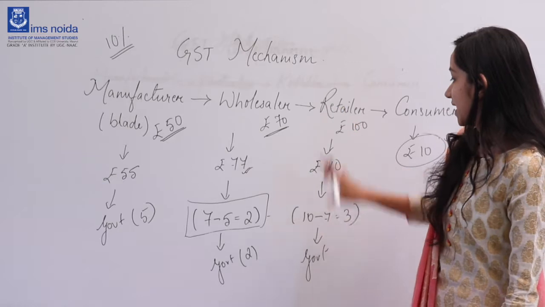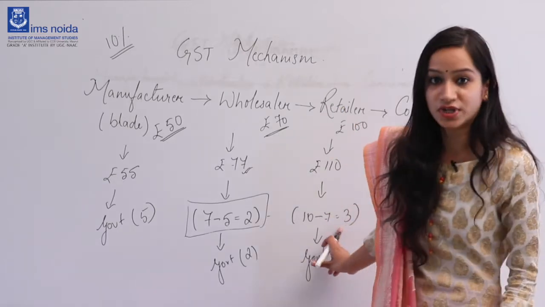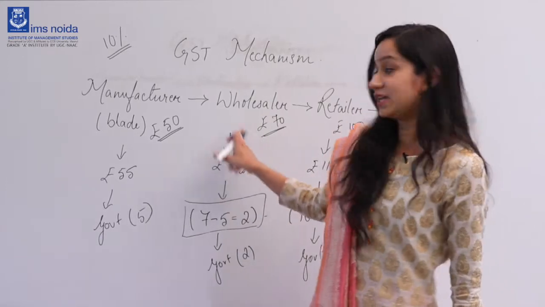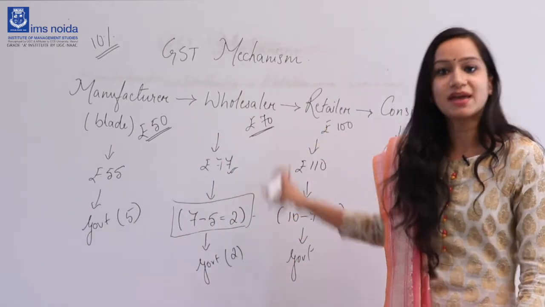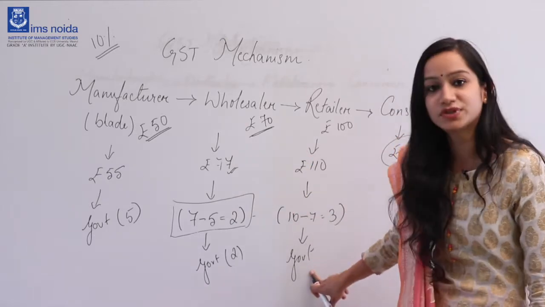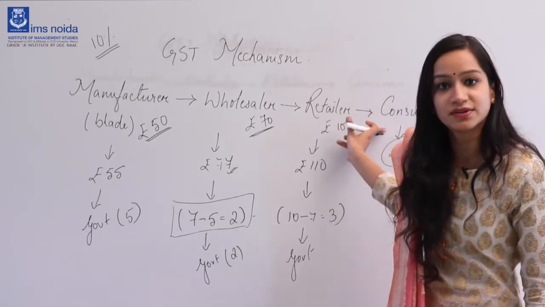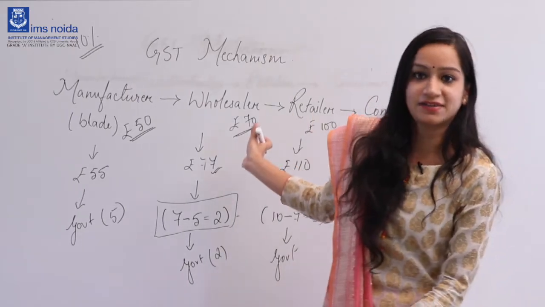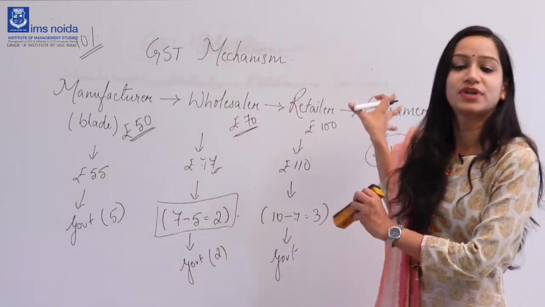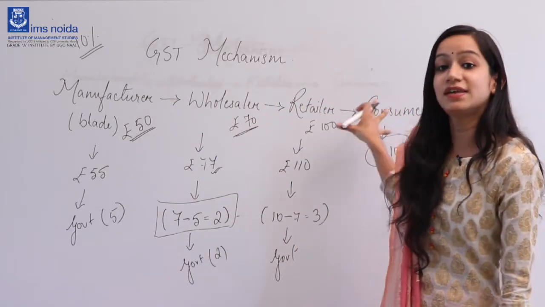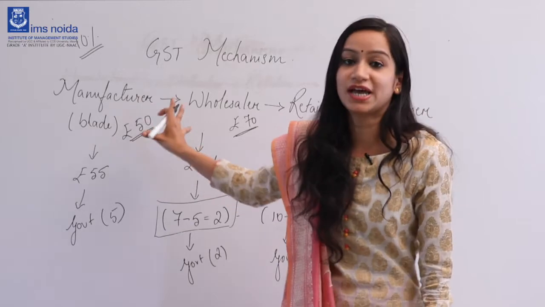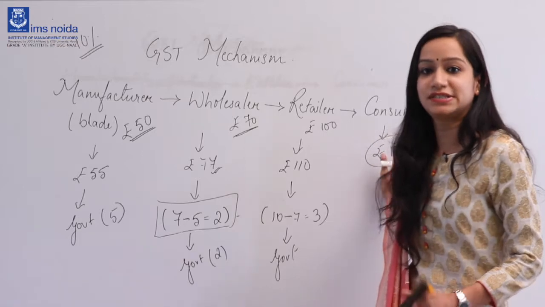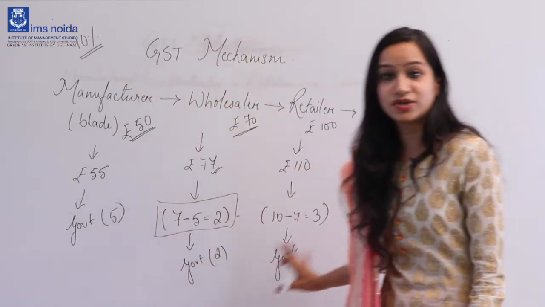Coming to the retailer, again the retailer is paying rupees 3 to the government, nothing from his pocket, because the 7 rupees which he has paid to the wholesaler, he has taken it back, and the remaining amount which he is giving to the government, he has taken from the consumer. Now the consumer is paying rupees 10 as GST, and no one is going to give it back to the consumer. Since he is the ultimate consumer of the product, he will be bearing the ultimate burden of paying the GST amount. So this is how GST works.